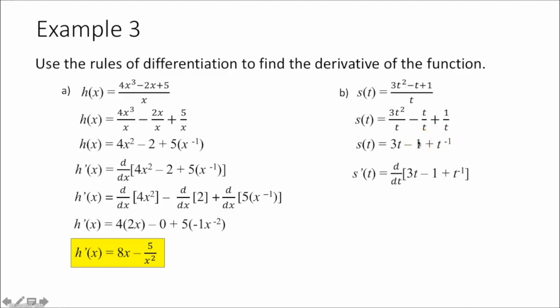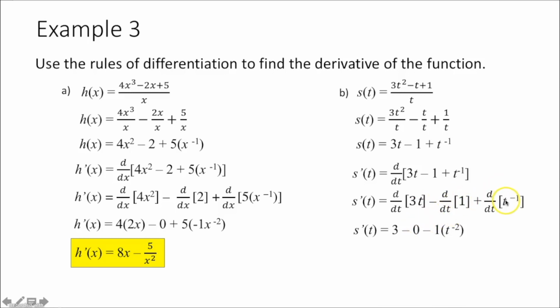Now all of these terms are easy to take the derivative of using the sum and difference rule. I can take the derivative of each of these terms. So in this first one, derivative of 3t, I want to use the constant multiple rule first, bring the 3 out, and just take the derivative of t, which is 1. So it's going to be 3 times 1. Here, the derivative of 1 is going to turn to 0 because the derivative of a constant is just 0.